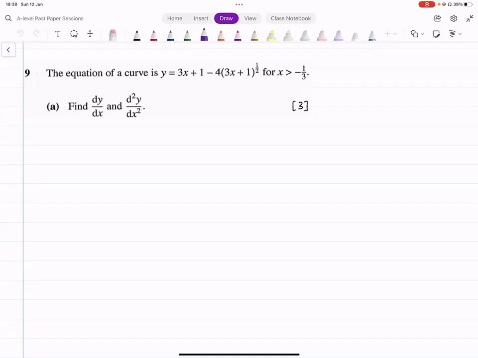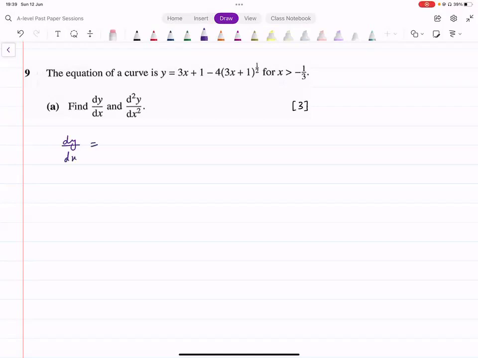Question number 9. The equation of a curve is y equals 3x plus 1 minus 4 into (3x plus 1) whole raised to 1 over 2 for x greater than minus 1 over 3. So this is an equation that we're given, and we have to find dy over dx and d2y over dx squared. So the first derivative and the second derivative.